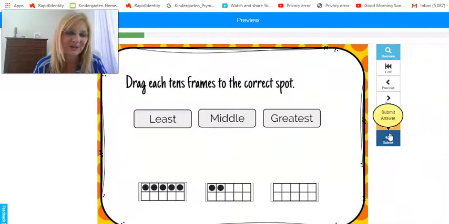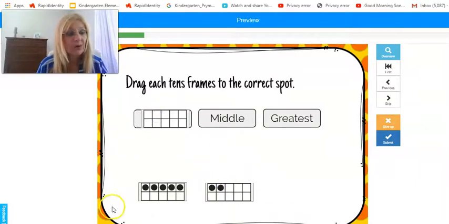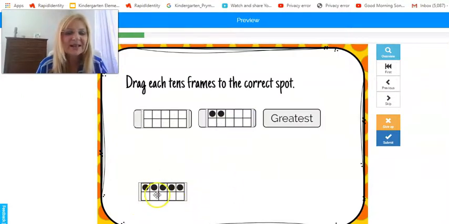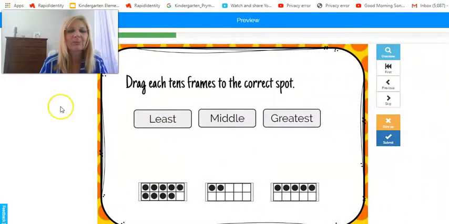Let's try one more. You do this one. Go. Which one goes here for least? Which one's the greatest? How many's on this 10 frame? Nothing. 0. So 0's definitely the smallest number, right? Oh, 0 didn't want to stay there, did it? 0. Then what's next? 2 or 5? Yes, 2. And the greatest number is 5. Look how you have arranged them in order from the least to the greatest. Good job, boys and girls.